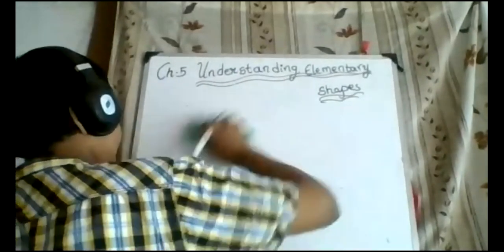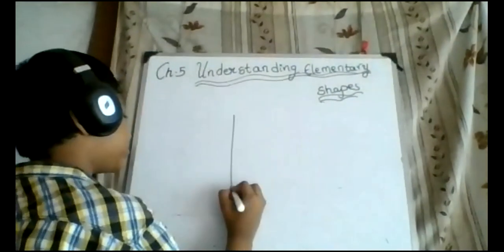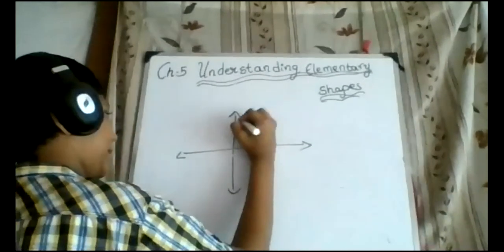Now, let us see how to represent perpendicular lines. See now, this is a perpendicular line. A.